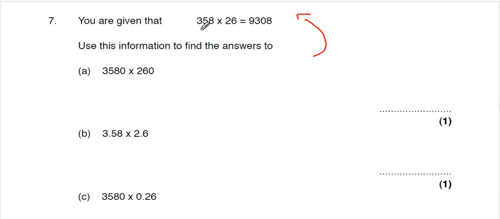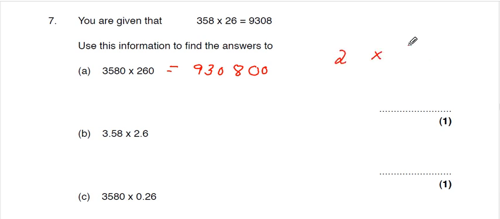Here is your question. What you are given with, you are given that 358 times 26 equals to 9308. And what we have in question, we have 358 times 260 equals to 9308. What is the difference? Only this 0 and this 0. So what we need to do, just add these two zeros at the end. Okay, so now what will be your answer? 930800.